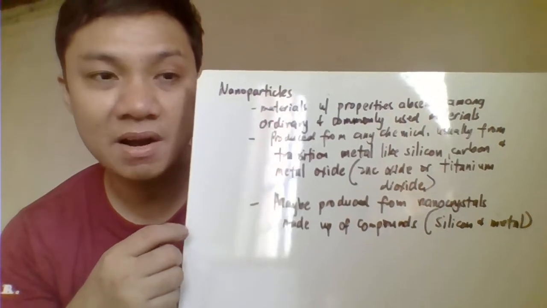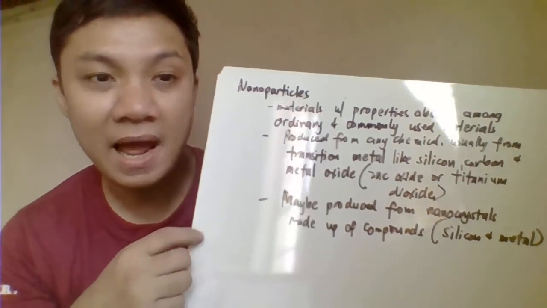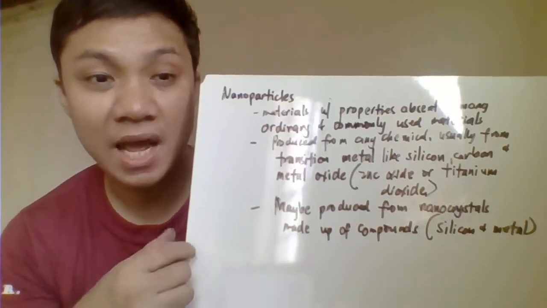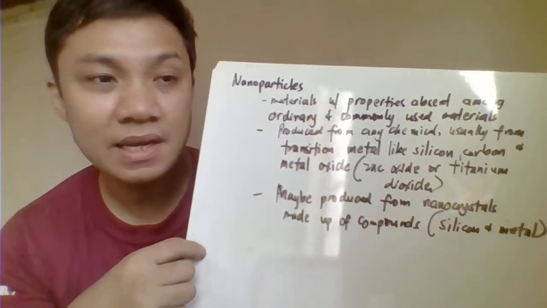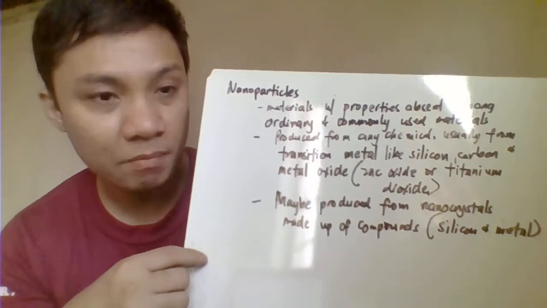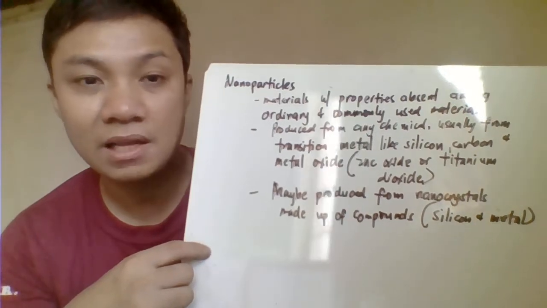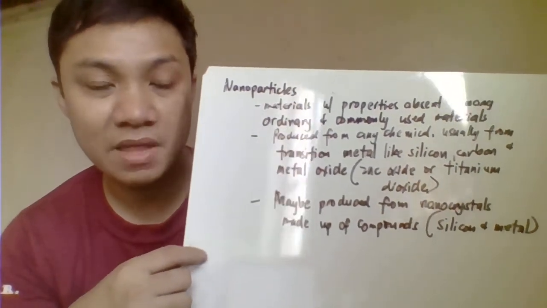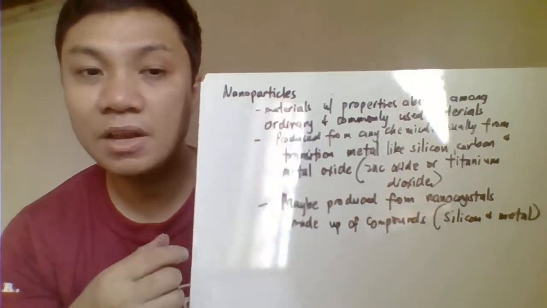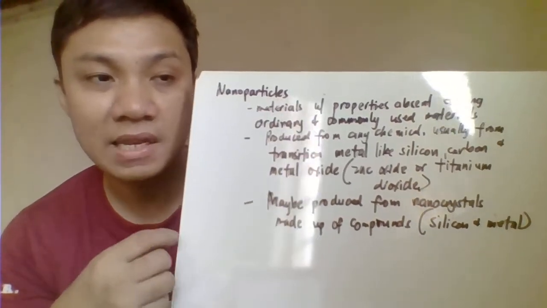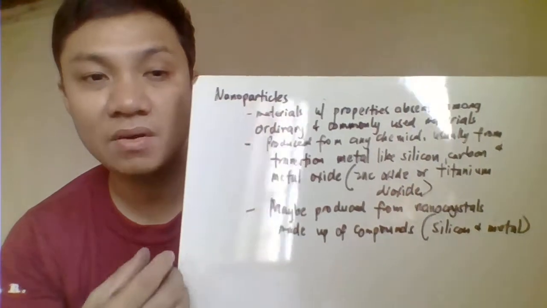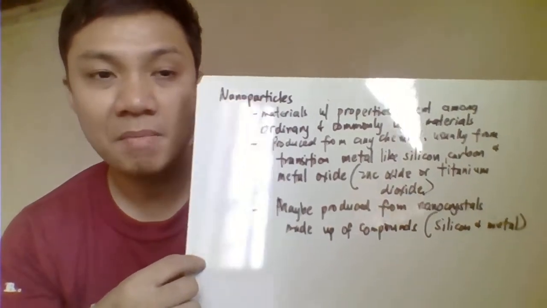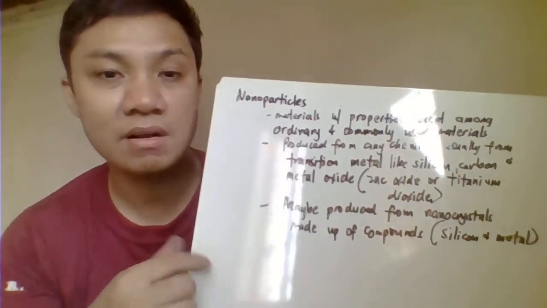Most likely those are the metal ions that we use in nanotechnology. Metal ions, like in the case of your silicon, carbon, or you could also have your metal oxide in the form of zinc oxide or even titanium dioxide. Your nanoparticles could also be made from nanocrystals. Nanocrystals, again, are already a compound primarily made up of metals or even silicon.